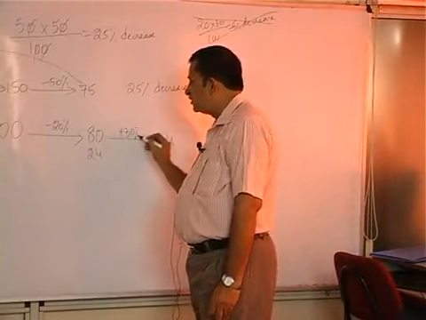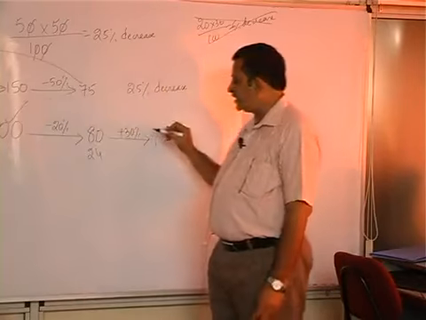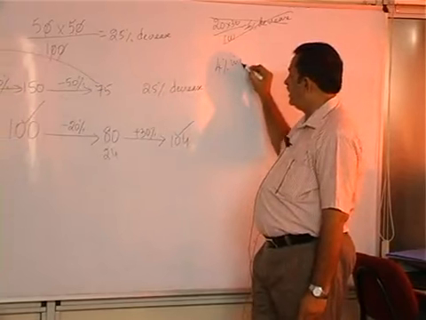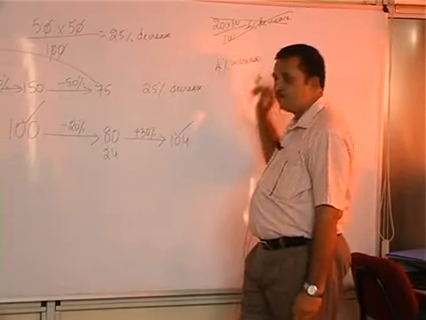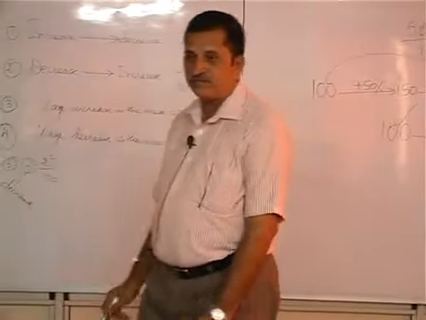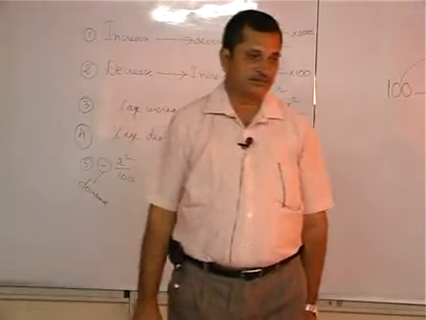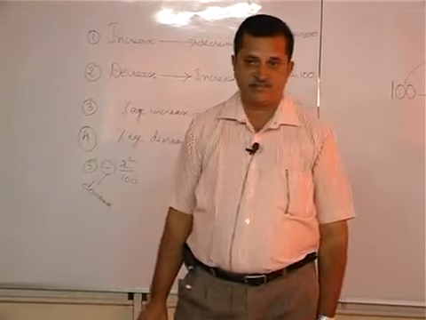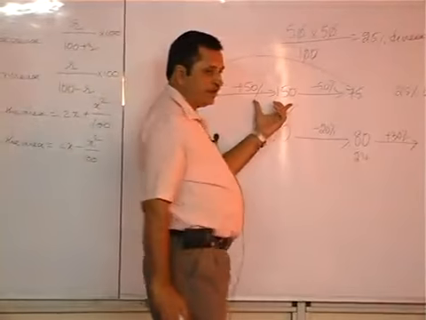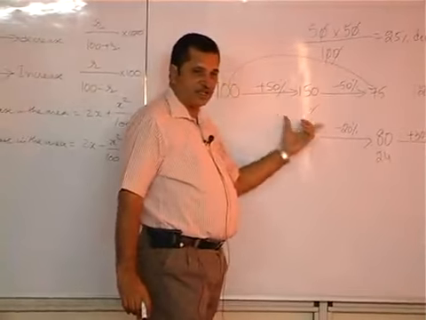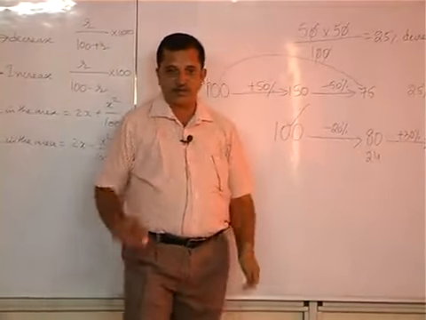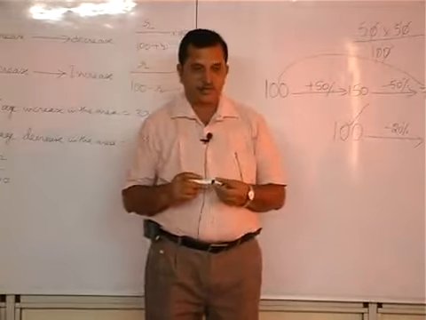The 100 collection has become 104, which means 4% increase. So only equal values we take directly. Otherwise, for unequal values you have to go with the procedure. Right? Next.